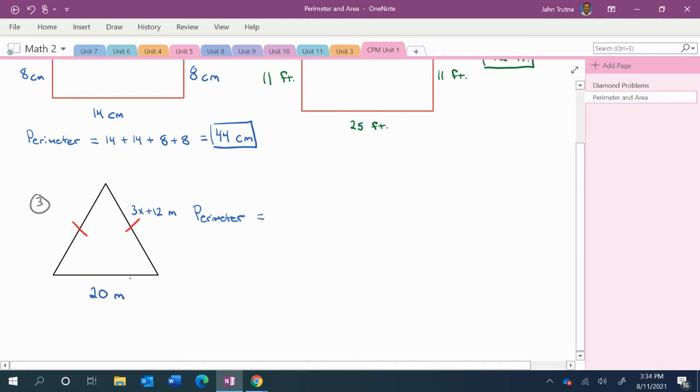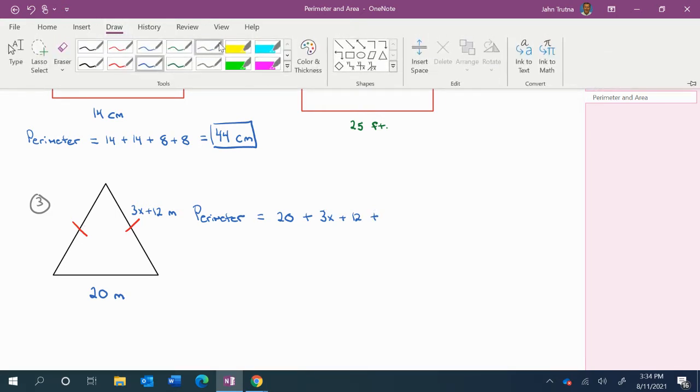So how do we find the perimeter? Well, we add up all the sides. So we're going to take the 20, which is the bottom. We're going to add it with 3x plus 12, which is the right side. And then we're going to add the left side as well.